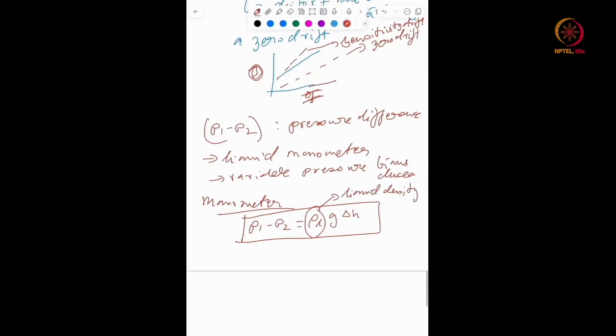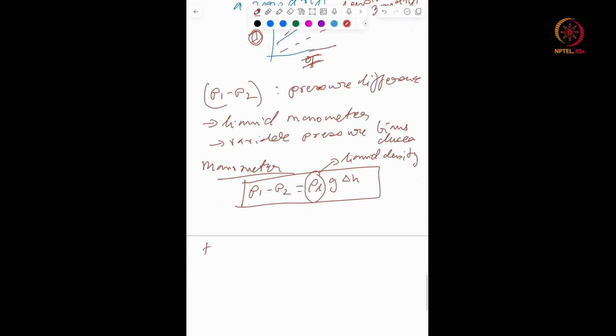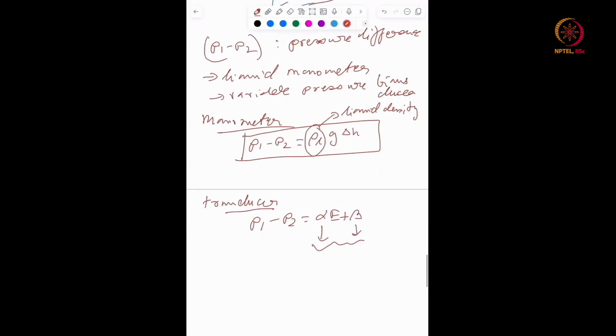In the second case, this is what the pressure transducer is going to do. It is going to measure the same thing but by an electrical means. It is alpha E plus beta, where these are calibration constants, which are measured through calibration. This is done by calibrating the transducer using a manometer, because what it measures is basically the electric voltage.